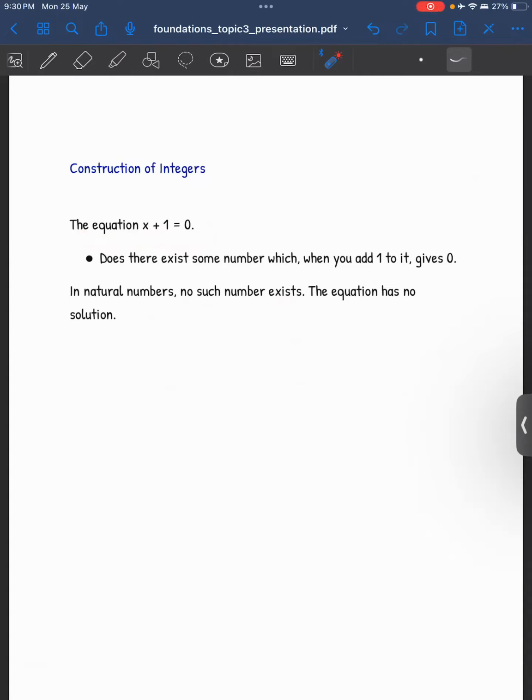At some point in history, mathematicians started asking a different question. What values satisfy a given equation? For example, consider the equation x plus 1 equals 0. Does there exist some number which, when you add 1 to it, gives 0? In natural numbers, no such number exists. The equation has no solution.